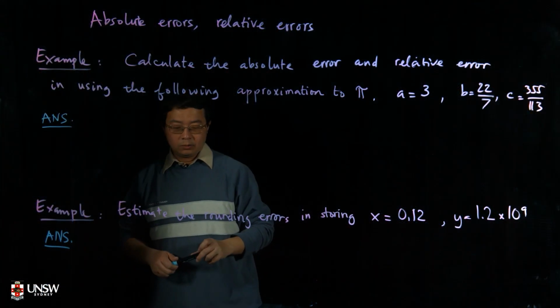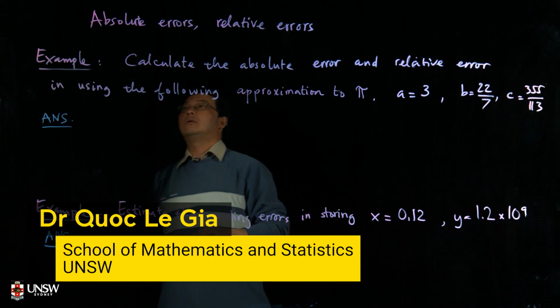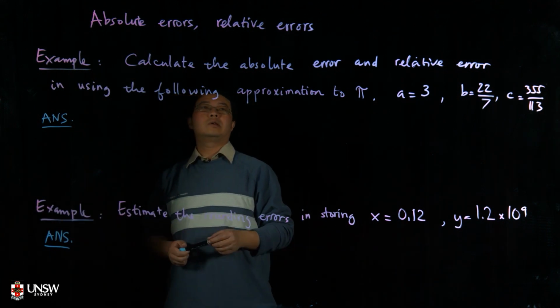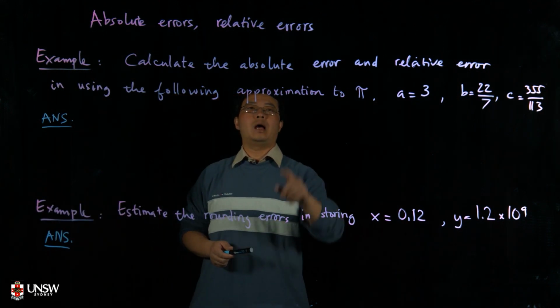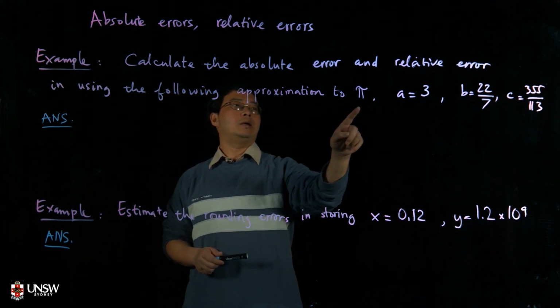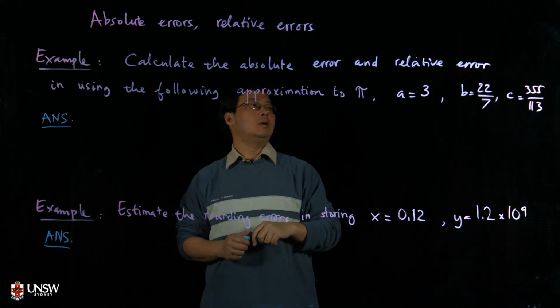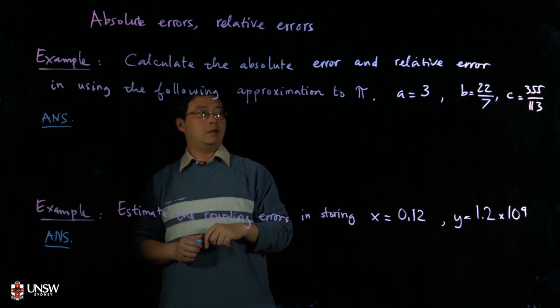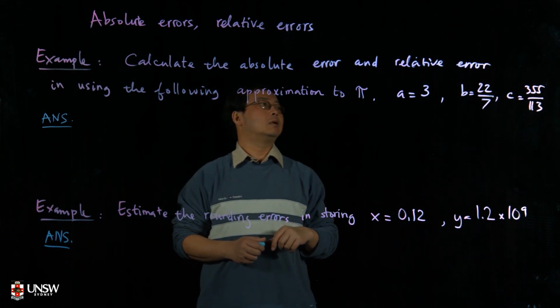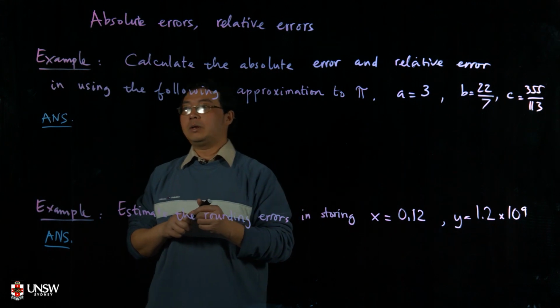Okay, so we are going to talk about absolute errors and relative errors. There are two examples. The first one is: calculate the absolute errors and relative errors when we try to approximate pi, using three values, a equals 3, b equals 22/7, and c is 355/113.